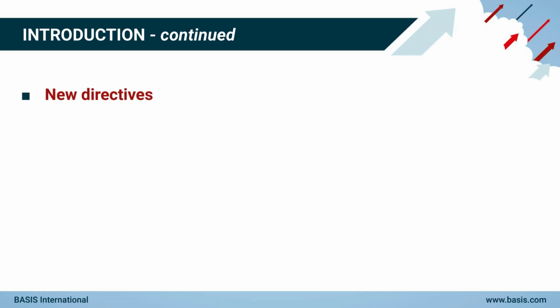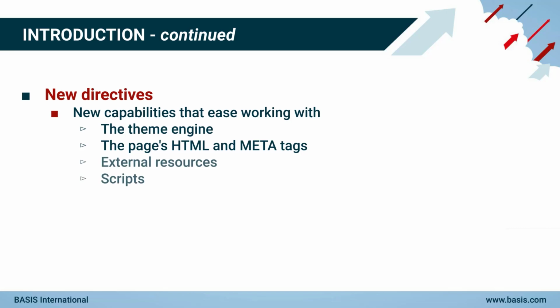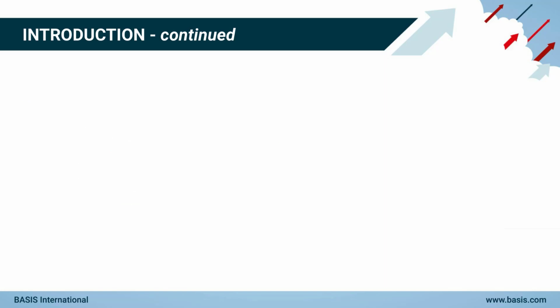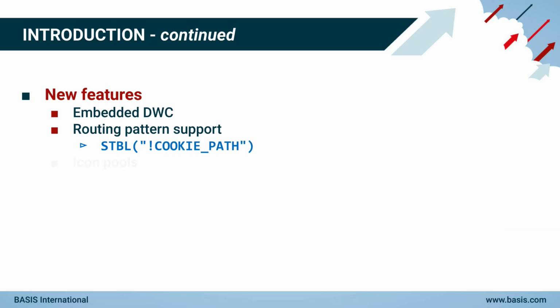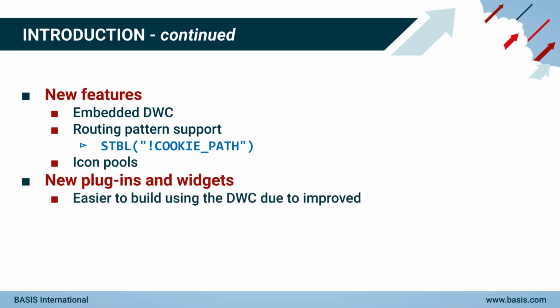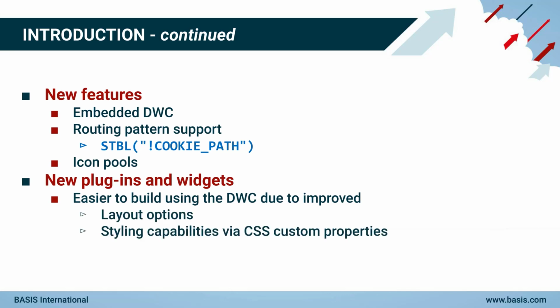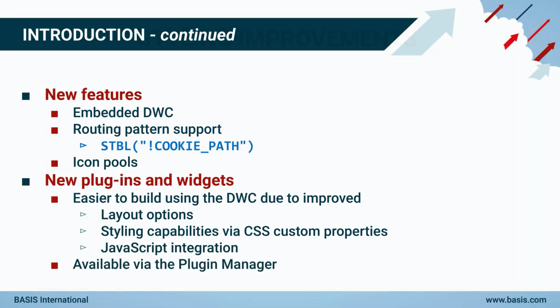New directives that give developers greater control over the app's theme and various aspects of the host page's header tags and resources. New features, including embedded DWC, URL routing pattern support, and icon pools. And finally, new plugins and widgets such as the BBj Infinite Scroll and BBj Pull to Refresh plugins. Although these are not technically part of the DWC, they highlight some neat things that are possible in the new client due to its flexible layout options, styling capabilities via CSS variables, and JavaScript integration.